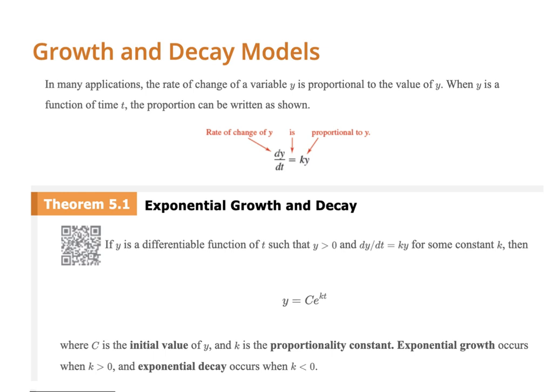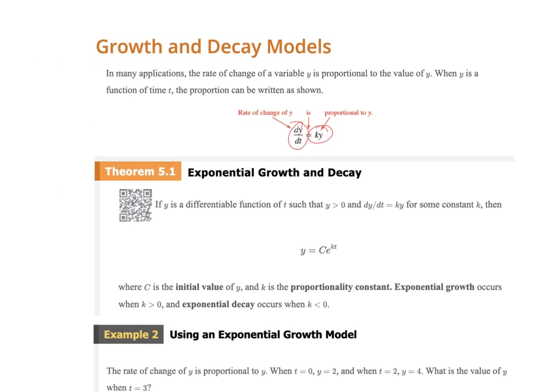So in many applications, the rate of change of variable y is proportional to the value of y. When y is a function of time, t, the proportion can be written as follows. So this is just, hey, here's our rate of change, and this is proportional. This is exponential growth and decay.